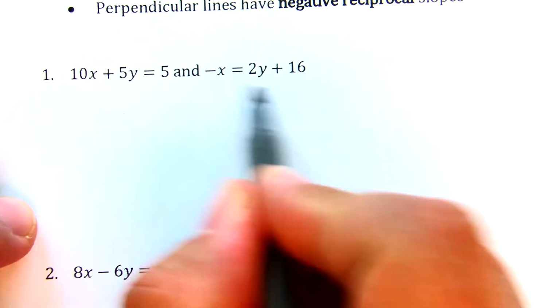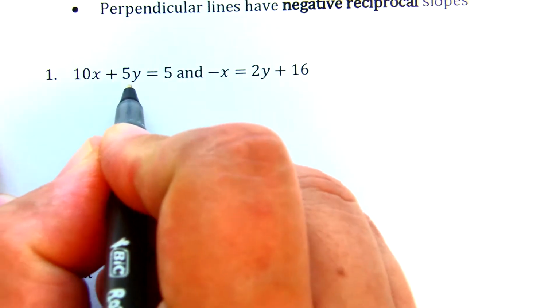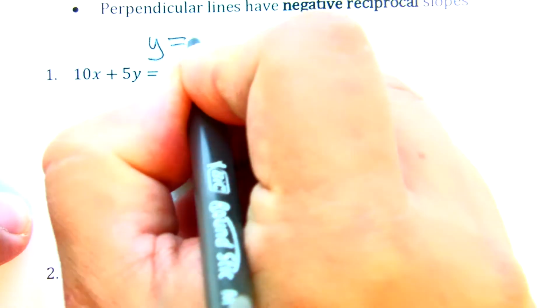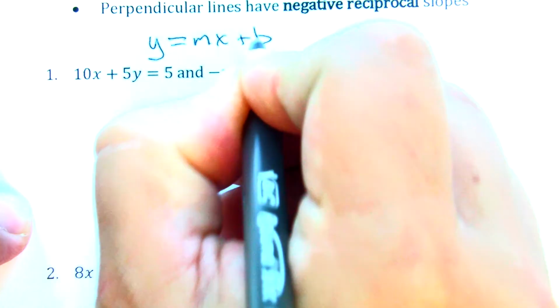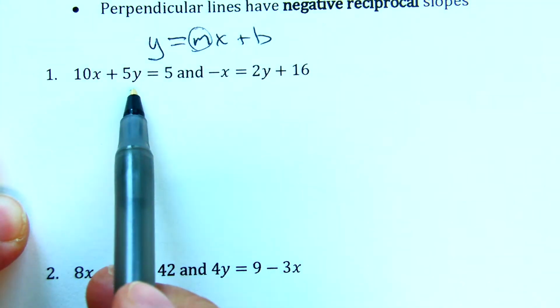So, looking at two lines here, the first thing we're going to want to do is get these into slope-intercept form. It's going to make things easier for us. Slope-intercept form is always y equals mx plus b, and m is our slope. So what we want to do is get the y by itself.